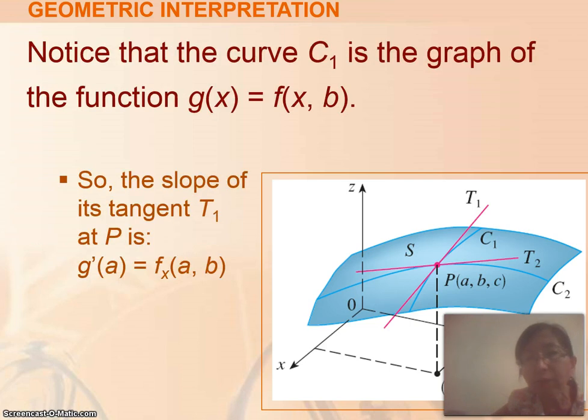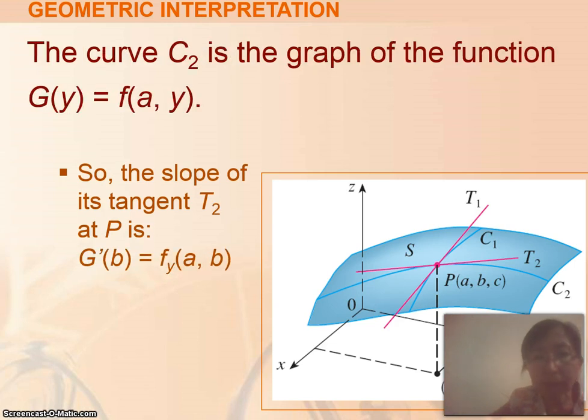Notice that the curve C1 is the graph of the function g(x) = f(x, b). So the slope of its tangent T1 at P is g'(a) = f_x(a, b). The curve C2 is the graph of the function g(y) = f(a, y). So the slope of its tangent T2 at P is g'(b) = f_y(a, b).